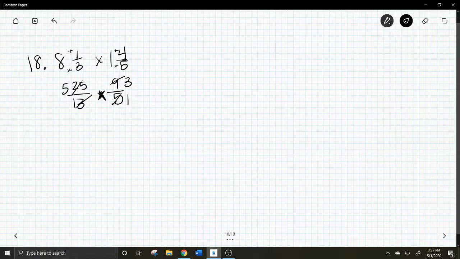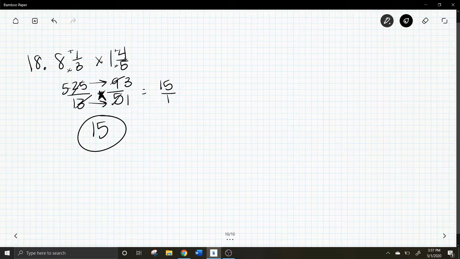So remember, with multiplication, you multiply across the numerators and then across the denominators. So 5 times 3 over 1 times 1. So simply 15 is your answer there.